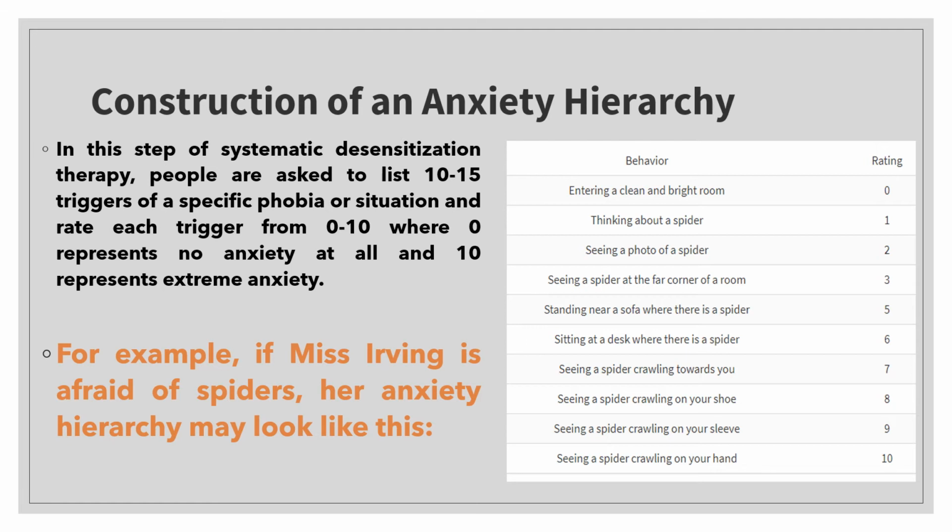For example, if Miss Irving is afraid of spiders, her anxiety hierarchy might look like this. At the very lowest anxiety would be entering a clean and bright room with no spiders. Then it would go to thinking about a spider, seeing a photo of a spider, seeing a spider at the far corner of the room, standing near a sofa where there is a spider, all the way down to seeing a spider crawling on your hand.